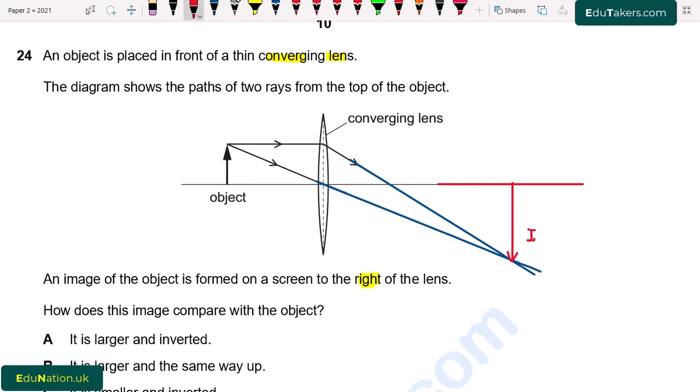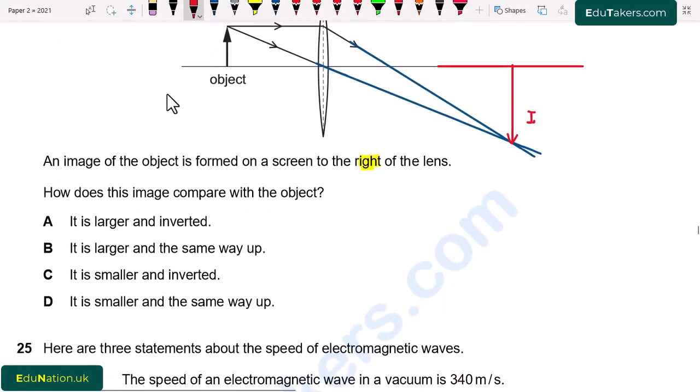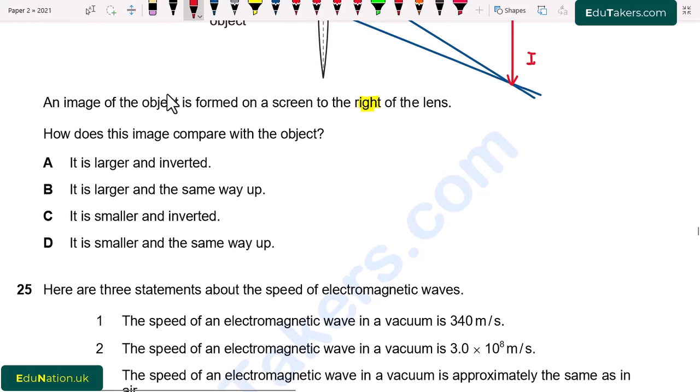Now we can see that the size of the image is larger as compared to the size of the object. We again have to use the ruler and measure the size of the object and the size of the image. We observe that the size of the image is larger as compared to the size of the object. So here the MCQ is A. It is larger and inverted. It is correct that the image is larger.